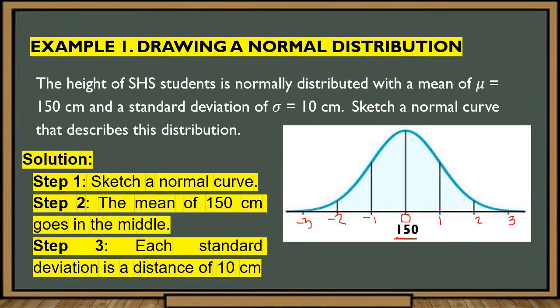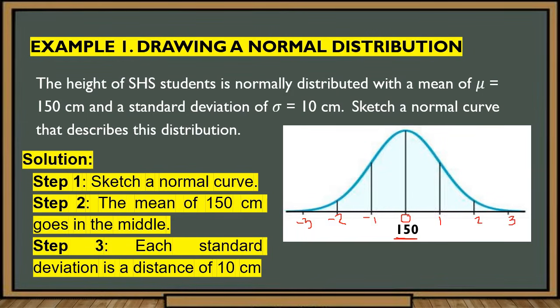Since this is our mean, 150, the next step is we're going to place each score or each value of height with a standard deviation of 10 centimeters. Ibig sabihin, each standard deviation is a distance of 10 centimeters. So from the mean, each height is equally 10 centimeters away.